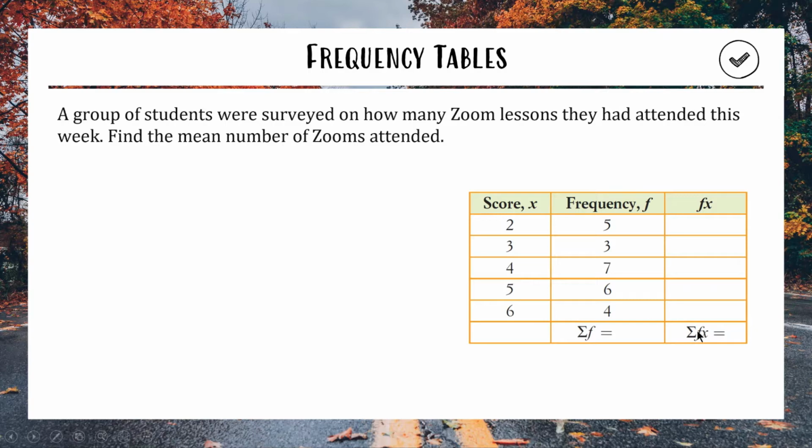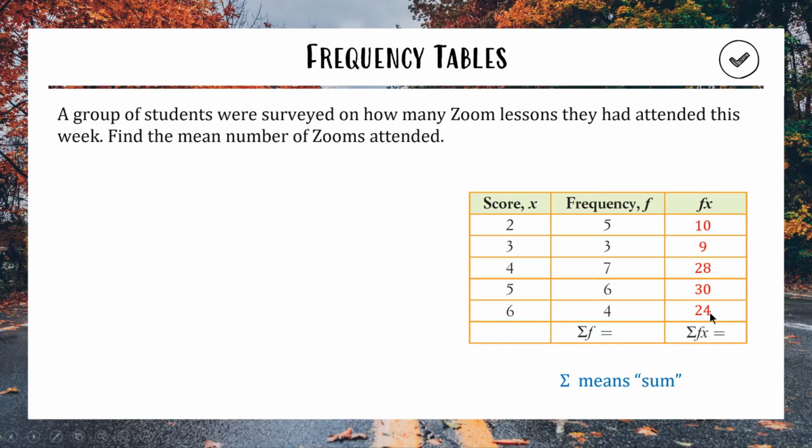This symbol right here, you may not have seen this before. It's a Greek letter. It's called sigma, and it represents sum. So this means sum of frequencies and sum of fx. Now fx over on the right, this literally just means f times x, frequency times score. So to fill in this column right here, we'd be doing 5 times 2, and we get 10. So on and so forth, we get 9, 4 7s are 28, and then we fill out the entire column.